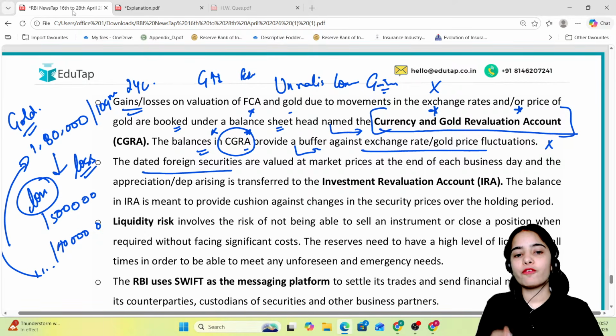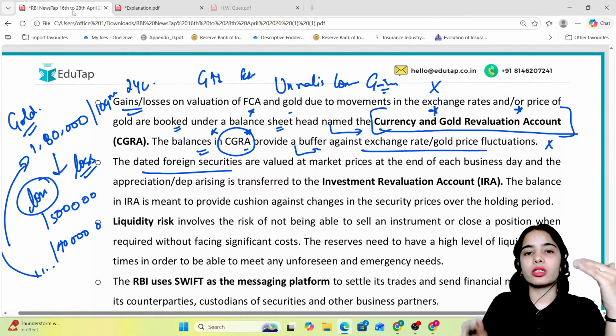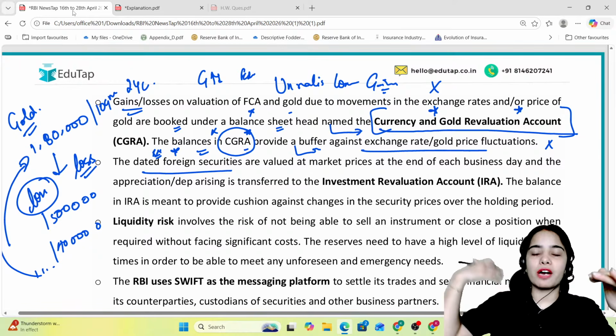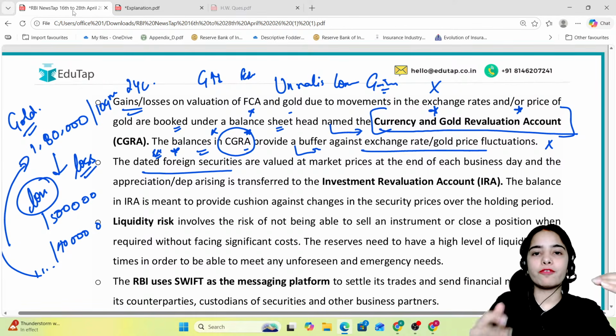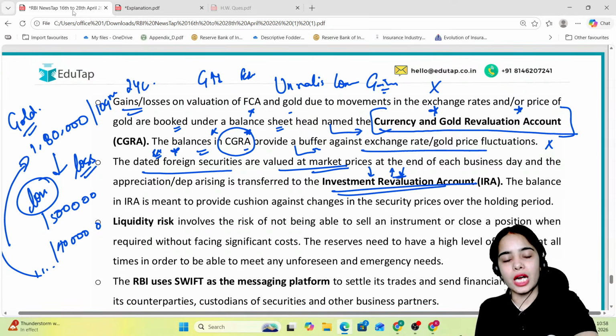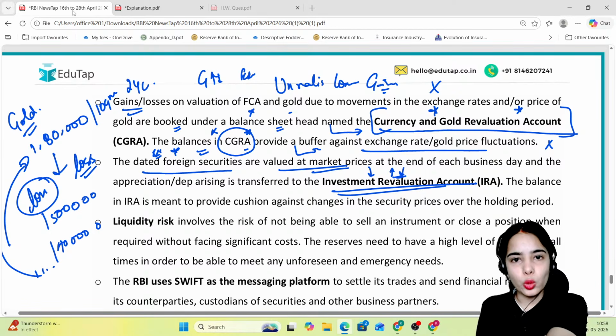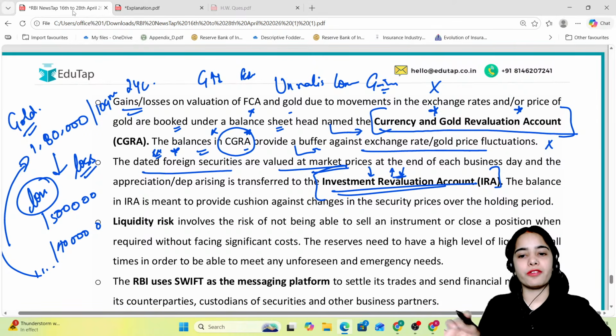Similarly, there are dated foreign securities. Dated means long term, with 5, 7 or 8 years of residual maturity. If the maturity is after 5, 7 or 8 years, they are dated foreign securities, the dated foreign bonds, which are long-term bonds. They are valued at market price, and the increase and decrease in their value is recorded in the investment revaluation account. They are securities that will be sold in the future. Right now, their increase or decrease in price doesn't matter in the normal accounts of the RBI. So for dated foreign securities, there is the investment revaluation account.